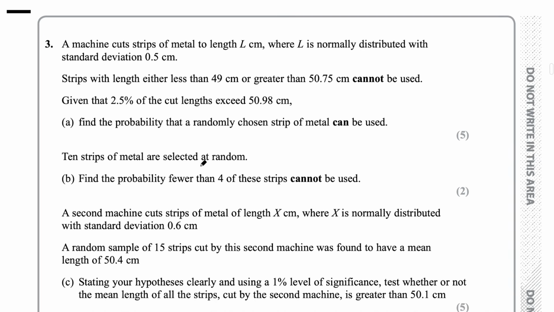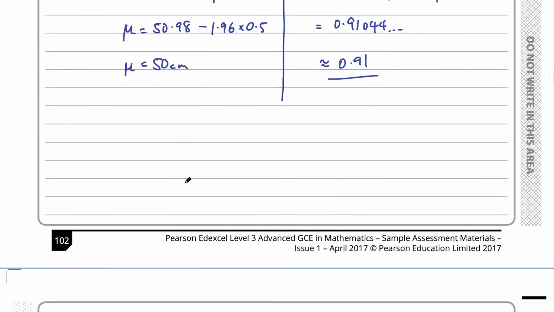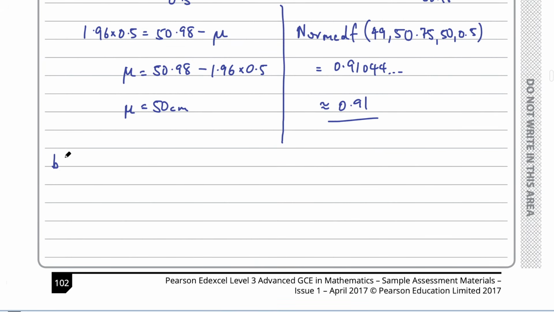Part B says 10 strips of metal are selected at random, and it asks find the probability fewer than 4 of these strips cannot be used. Okay, it's important to pay attention to the language used here. Fewer than 4 means less than 4, not equal to 4. So this is actually going to be 3 or less, the same thing. So let's start part B down here.